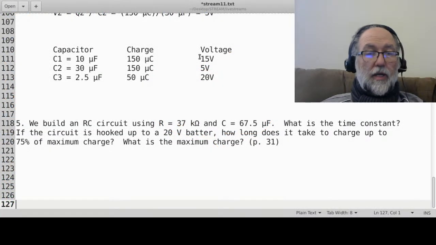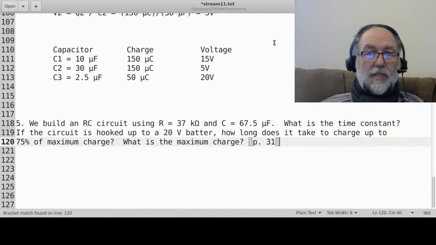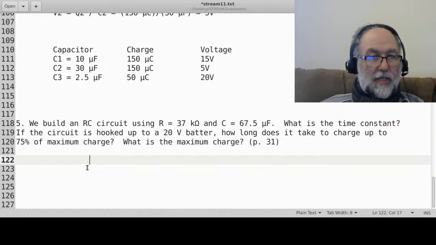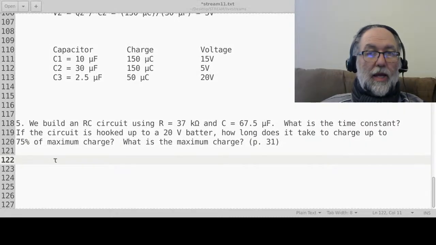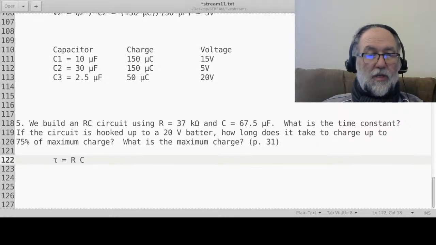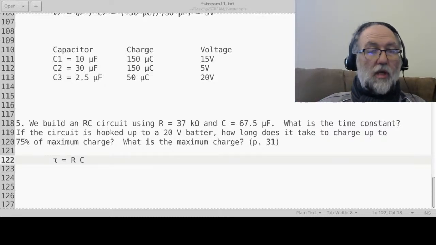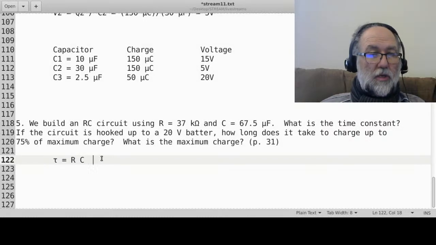Here's the formula that you want. For the time constant, it's tau, and let me grab that symbol. It looks like a T. You've seen tau before with torque. It looks like a T, but it's actually this symbol right here. Tau is equal to RC, just R times C. The bigger R is, the longer it takes to charge up. The bigger C is, the longer it takes to charge up. So both of those things will increase how long it takes to charge up.